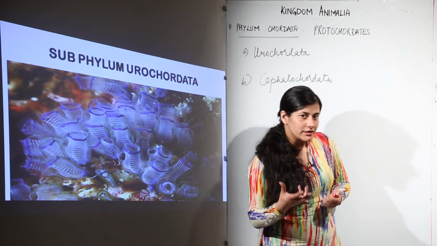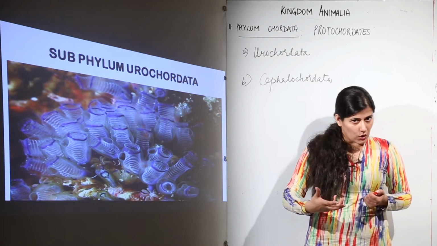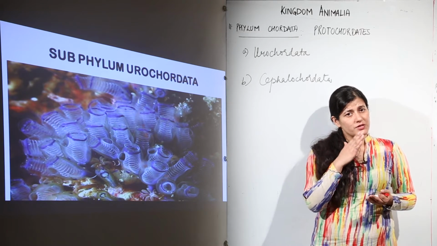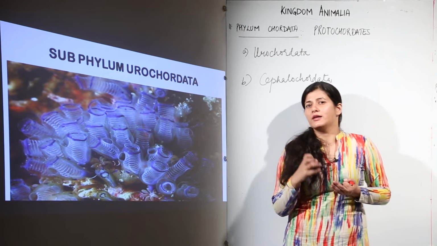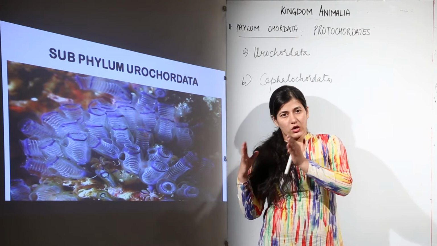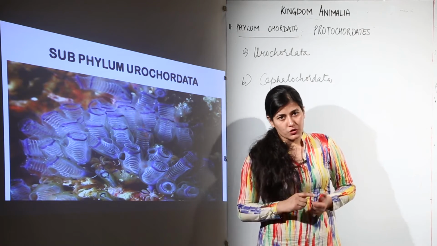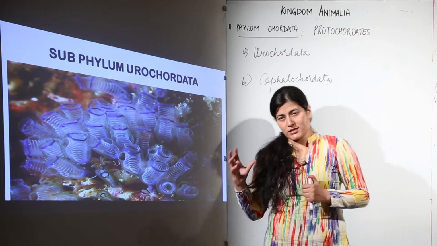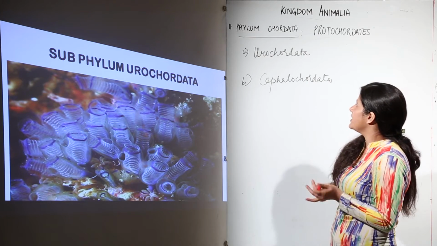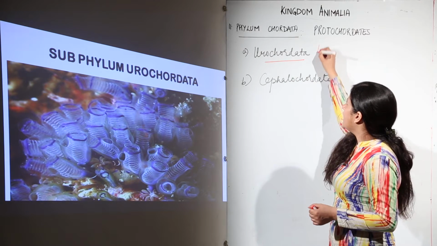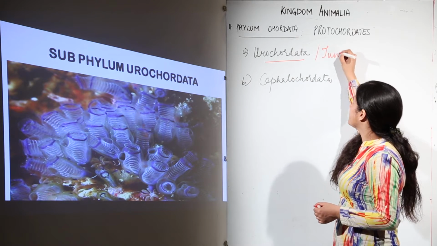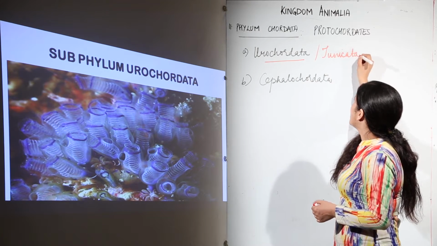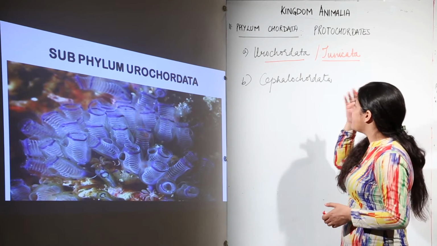or it is not present in the condition where the other chordates, that is proper chordates, which are to be studied under the subphylum Vertebrata, those organisms would be different from the Protochordates. Now we have two subphylums in Protochordates. One is UROCHORDATA, or the other name is TUNICATA, and the other one is Cephalochordata.